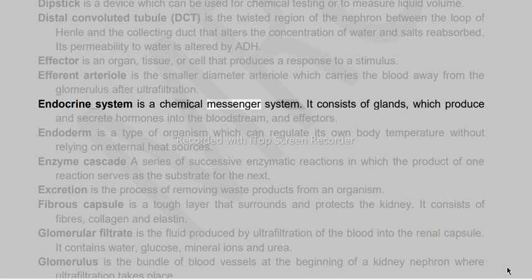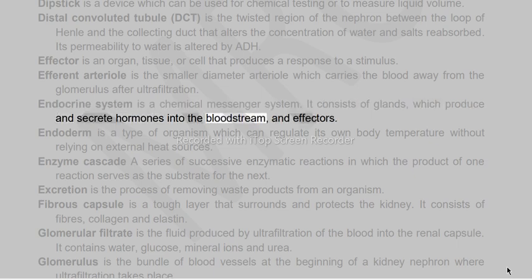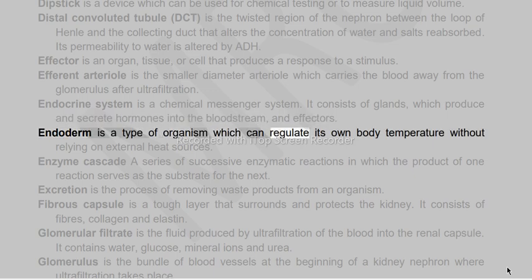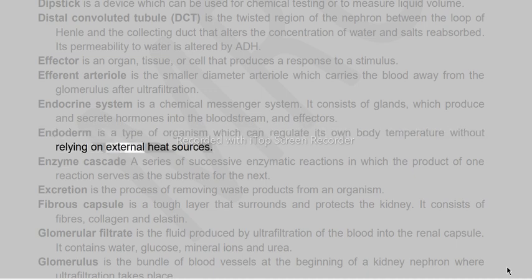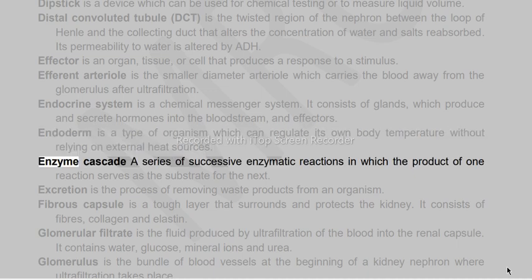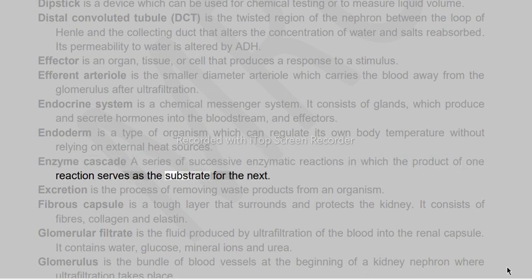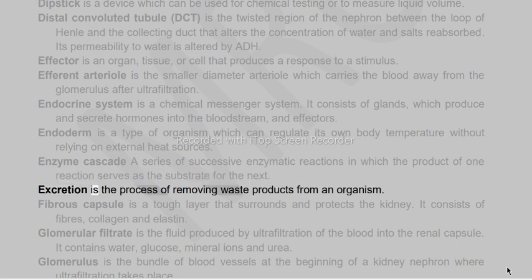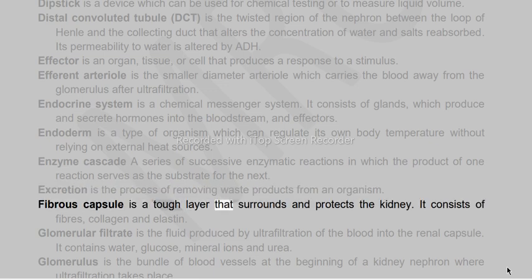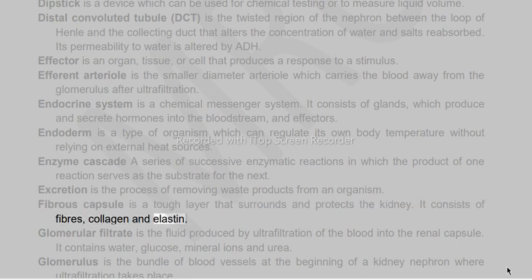Endocrine system is a chemical messenger system. It consists of glands, which produce and secrete hormones into the bloodstream, and effectors. Endotherm is a type of organism which can regulate its own body temperature without relying on external heat sources. Enzyme cascade is a series of successive enzymatic reactions in which the product of one reaction serves as the substrate for the next. Excretion is the process of removing waste products from an organism. Fibrous capsule is a tough layer that surrounds and protects the kidney. It consists of fibers, collagen, and elastin.